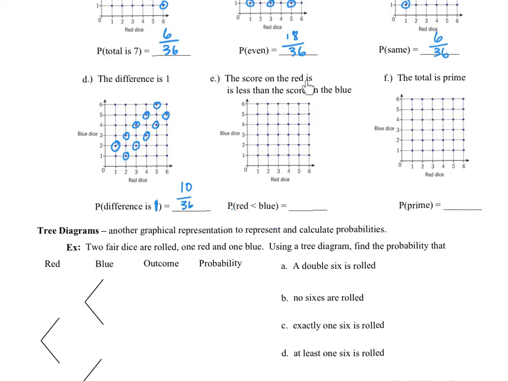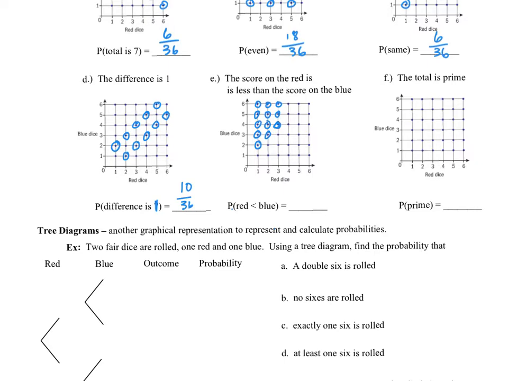The score on the red is less than the score on the blue. So that's not going to happen here, but it would happen here where our red was 1 and our blue was 2. Okay, so when red is 1, then as long as blue is bigger than 1, we're good. When we roll a 2, as long as blue is bigger than 2, so that would be here, here, here, and here. And then when we roll a 3, blue would have to be 4, 5, or 6 in order for us to have the blue outcome bigger than the red outcome.